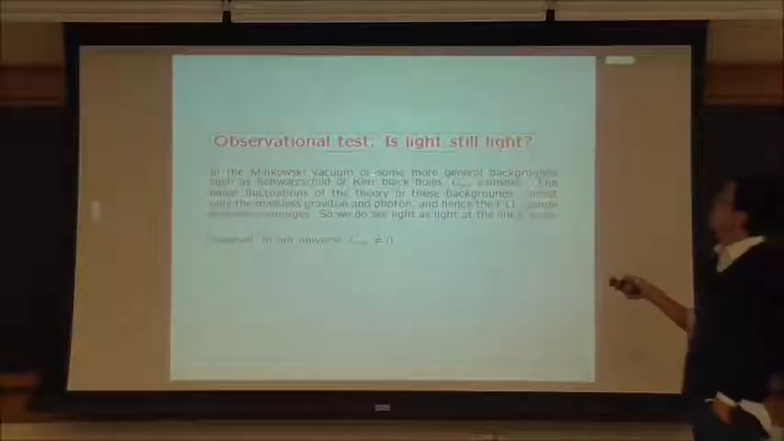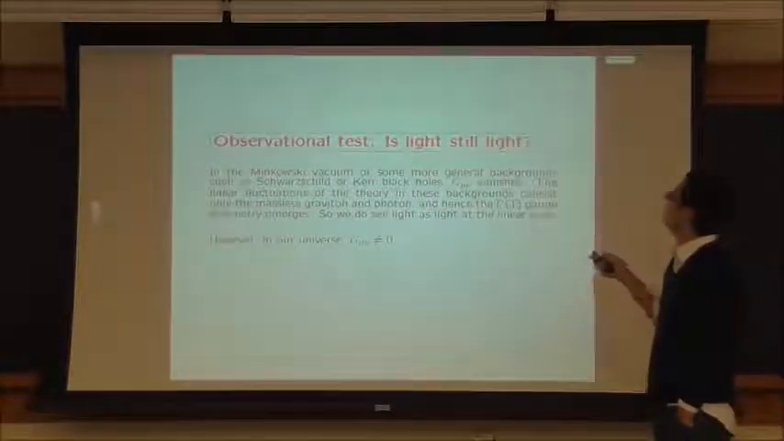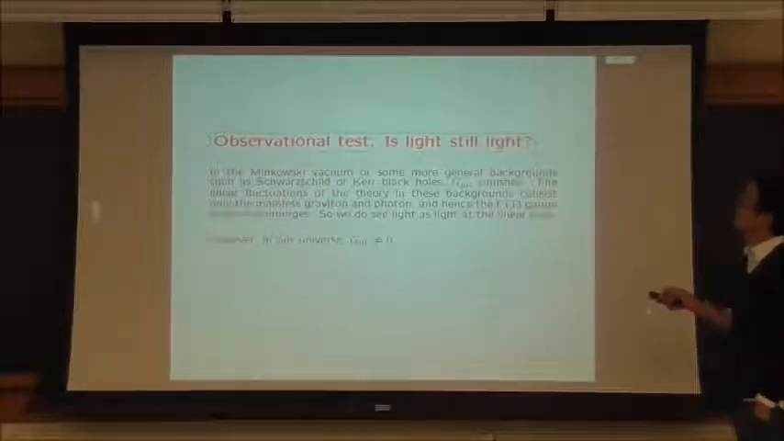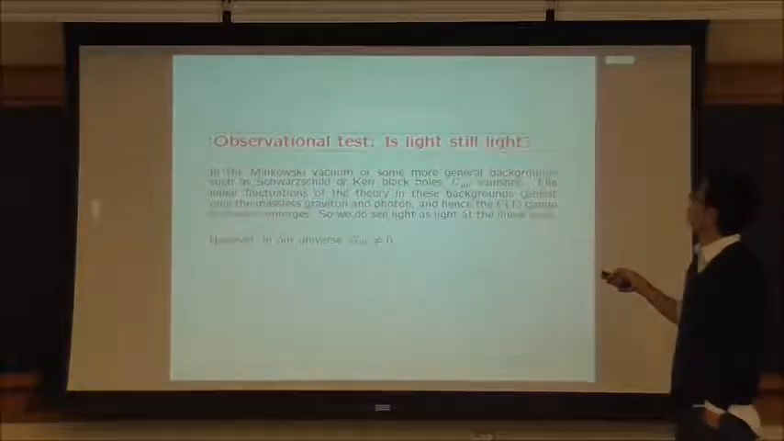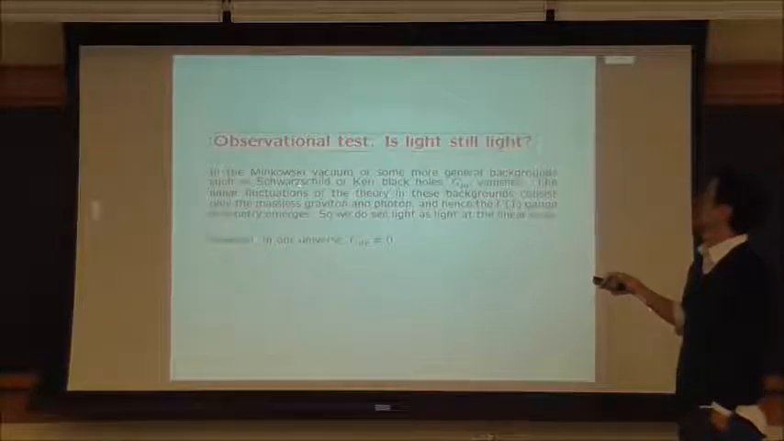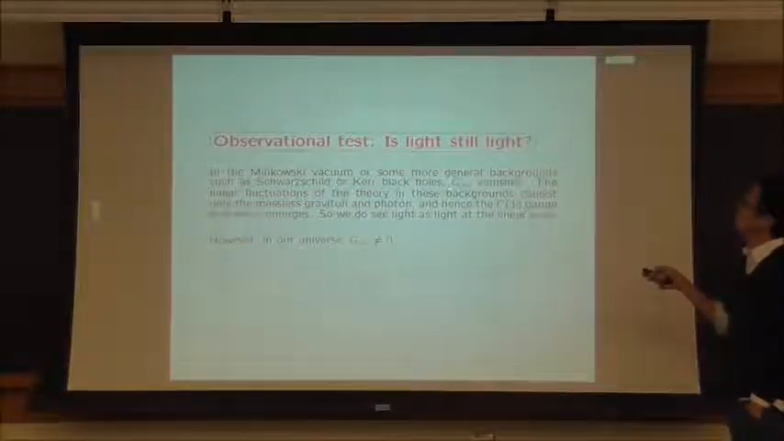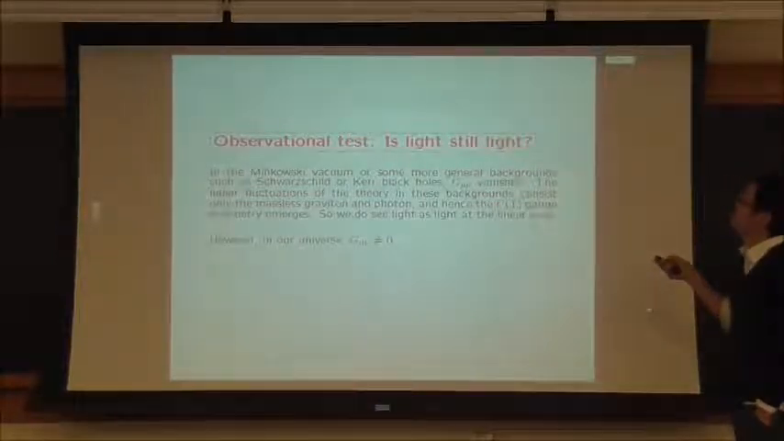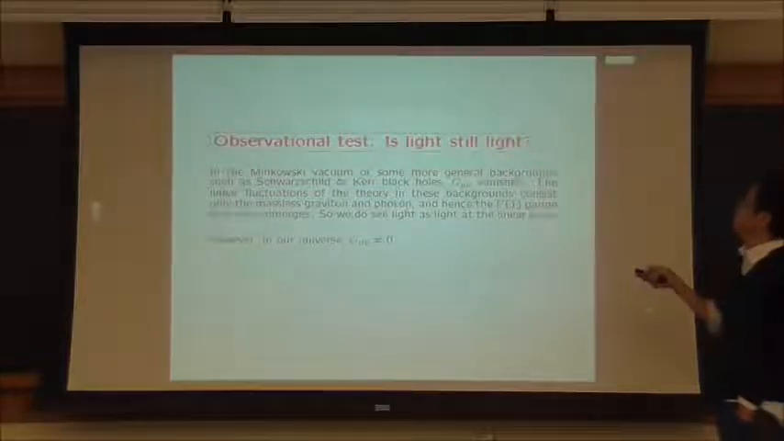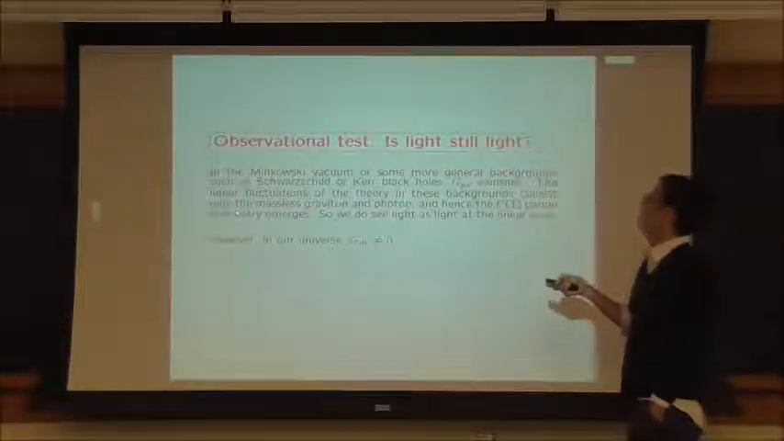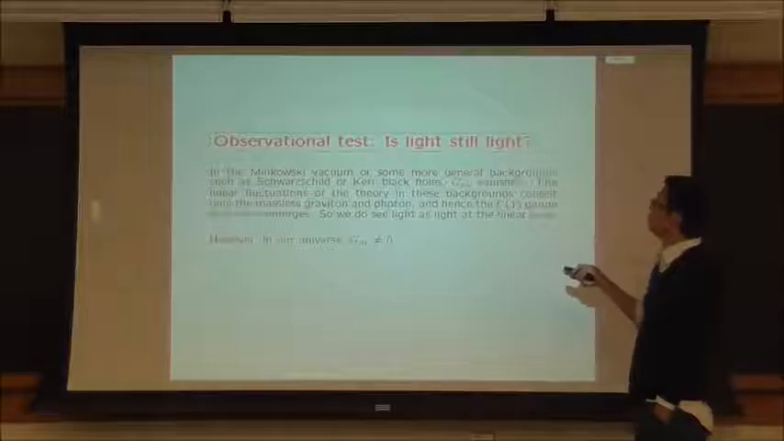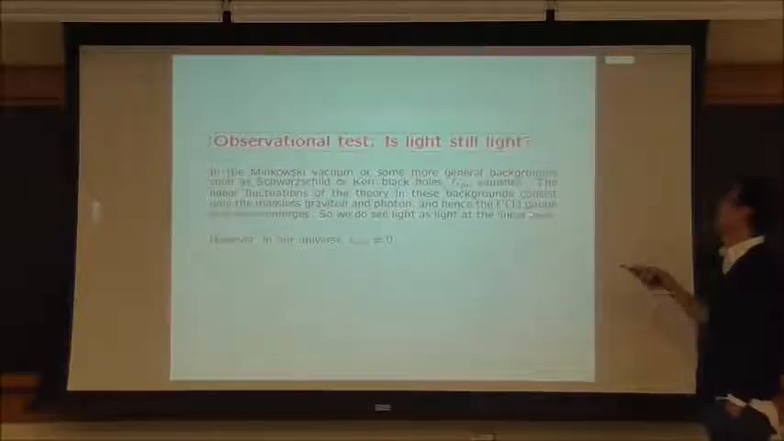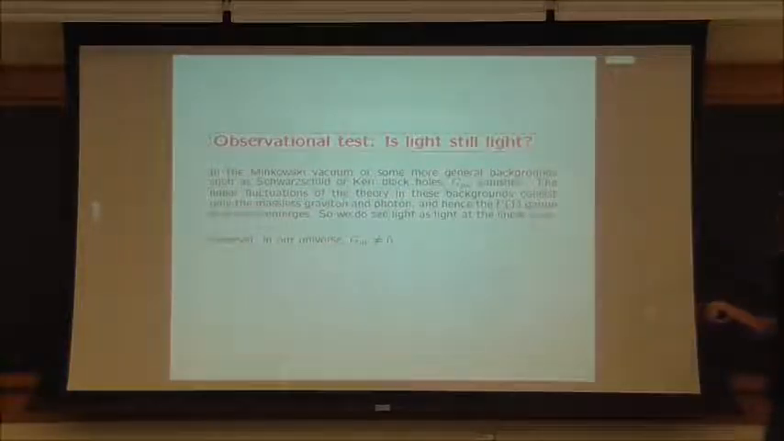So now the question is the observational test. Is light still light? So in Minkowski vacuum or some more general backgrounds, such as Schwarzschild or Kerr black holes, G_{μν} simply vanishes. So the linear fluctuation of the theory in these backgrounds consists only of the massless graviton and photon. And hence, your gauge symmetry emerges.